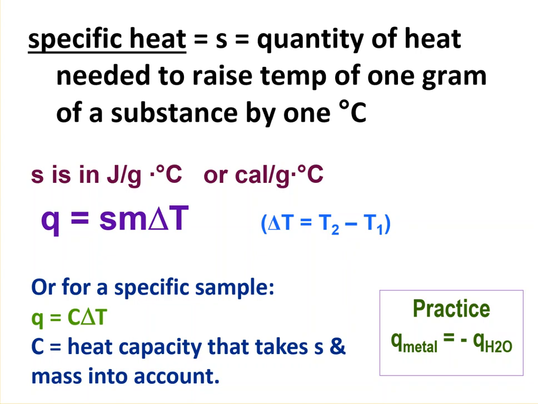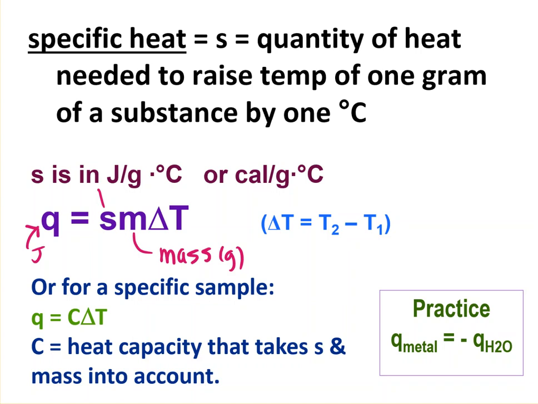This equation is written differently in different fields, in chemistry versus physics versus engineering, but the general idea is the same. Q is our heat, and it will be in joules. S is our specific heat. M here is mass, and the mass will be in grams. Delta T will be in degrees C.